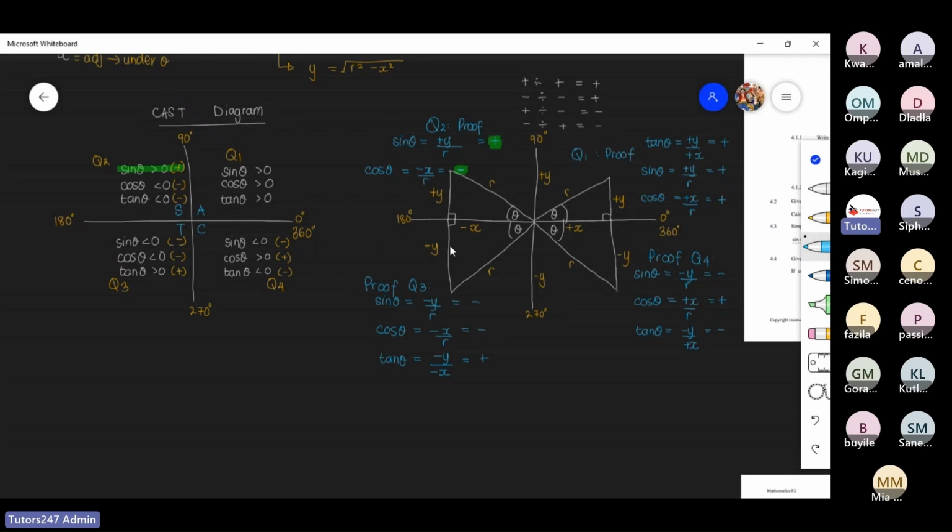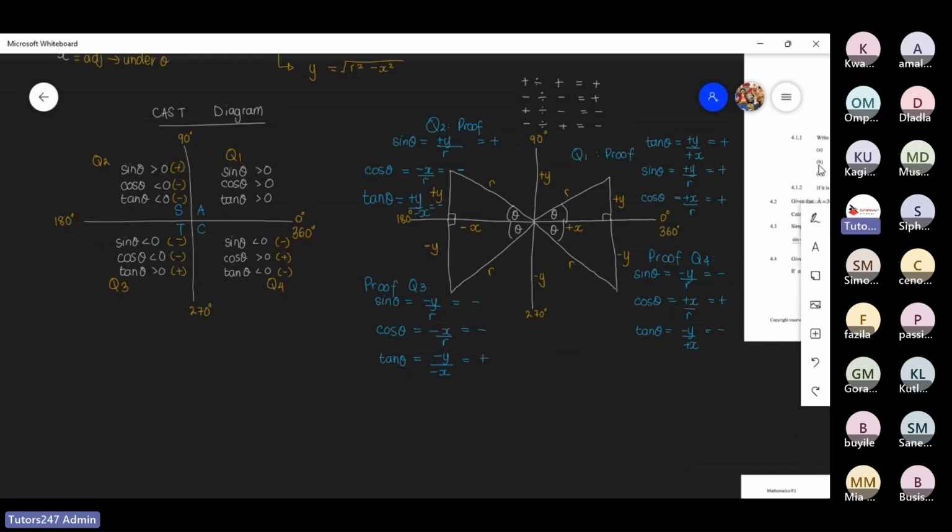Let's do that quickly. So tan for the second quadrant is going to be opposite, which is positive y over negative x, and that will give you a negative answer. So as you can see, only sine was positive within the second quadrant. If you look at the third quadrant, we said only tan is going to be positive. There's the proof. If you look at the fourth quadrant, we said only cos is going to be positive, and there is the proof. So we've now proved our previous statement.